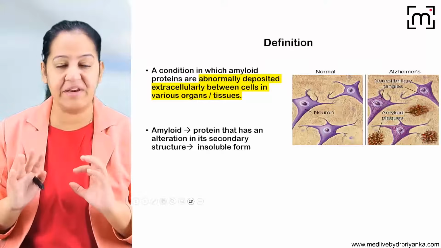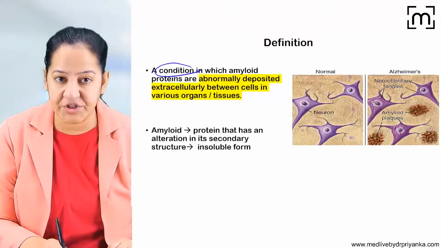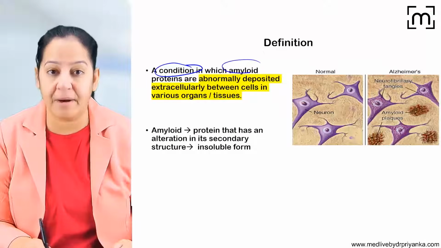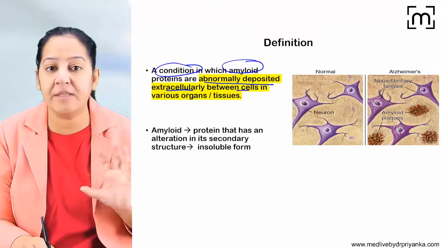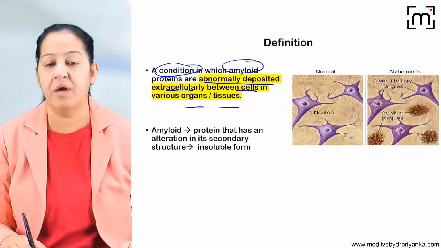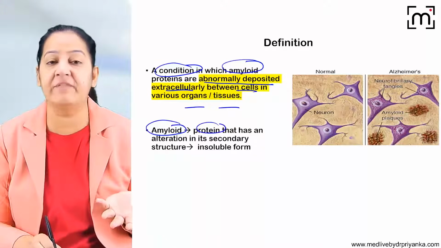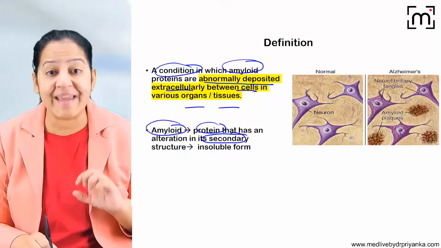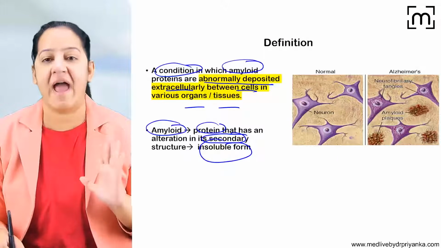So you can write down the definition in your own words. Amyloidosis is a condition in which an abnormal protein, that is amyloid, is formed. It abnormally gets deposited extracellularly between the cells of various organs or tissues. So what is the abnormality in this protein? Amyloid is an abnormal protein having some problem in the secondary structure, because of which it is insoluble, and that's why it is getting deposited extracellularly.